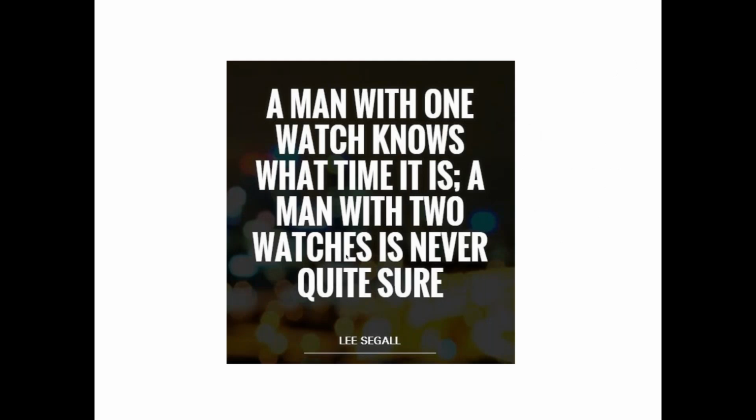So this led to Lee Segall's law, which Lee quotes in his first book, which I absolutely love. A man with one watch knows what time it is. A man with two watches is never quite sure. And since different accounting methods can throw off different results, we're never quite sure what the cost is, right? And that can lead to a whole host of really poor business decisions.